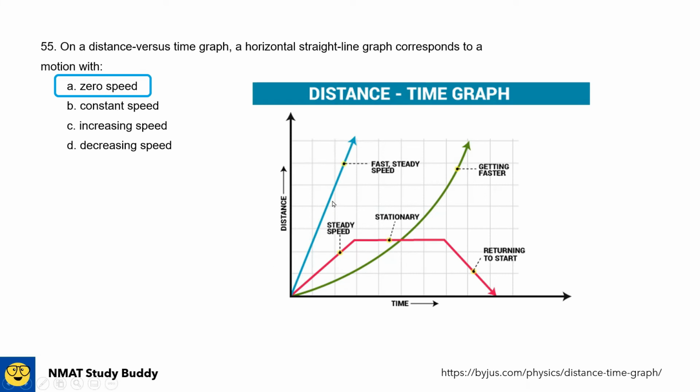And yung other graphs naman, kapag naka-diagonal yung graph, as you can see here, ito, steady speed or velocity yan. And kapag ito naman, as you can see here, yung pa-curve na ganito, ibig sabihin nag-a-accelerate yung object. It gets faster. So, yun lang.